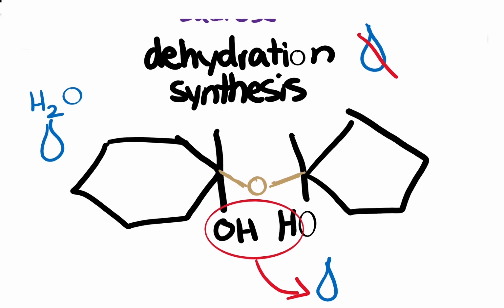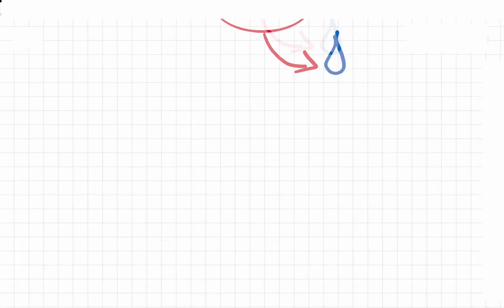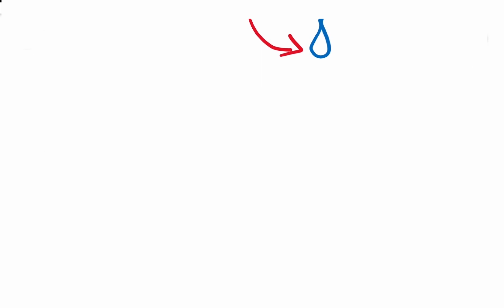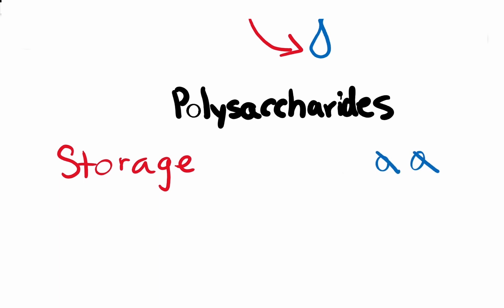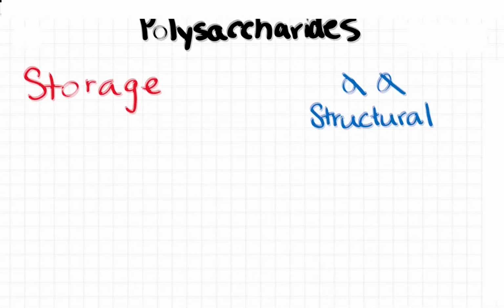Multiple of these sugar molecules bonded together are called polysaccharides, and we're going to talk about polysaccharides. And there's 2 classes of polysaccharides. You have storage polysaccharides, and you have structural polysaccharides. Let's go down a bit more.